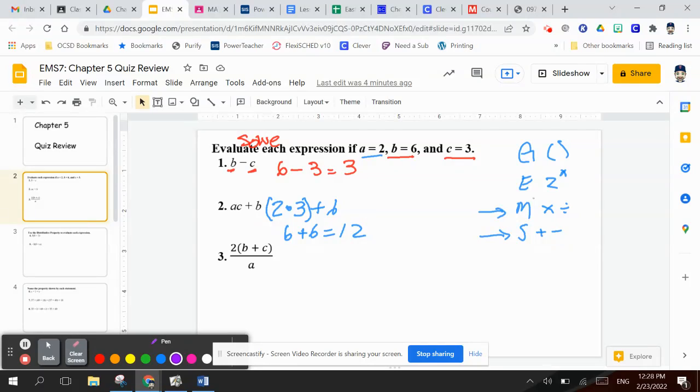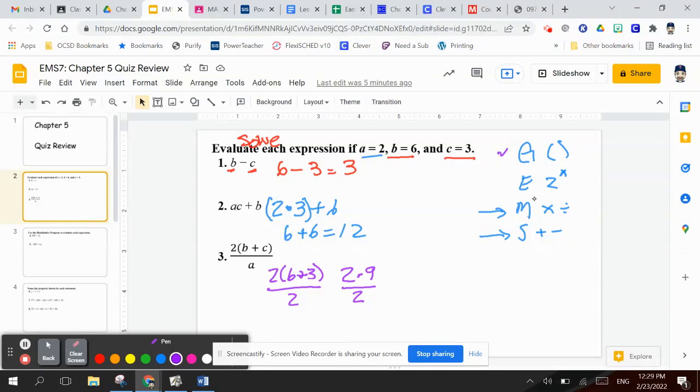Now when I look at number 3, I have 2 times the quantity of B plus C, all divided by A. So I have 2 times B, which is 6, plus C, which is 3, all divided by A, which is 2. So I do everything in my parentheses first. That's my GEMS. So 6 plus 3 is 9. So I have 2 times 9 divided by 2.